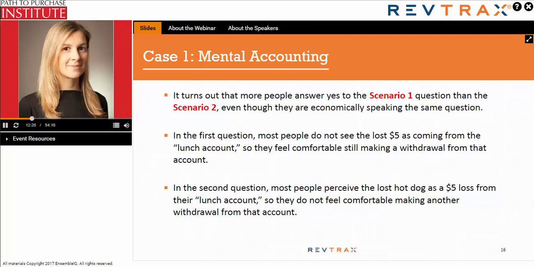But in the first question, most people do not see the lost $5 as coming from the lunch account. So in a sense, they feel comfortable still making a withdrawal from that account. Whereas in the second question, most people perceive the lost hot dog as a $5 loss from their lunch account, and they are significantly less comfortable making another withdrawal from that account.